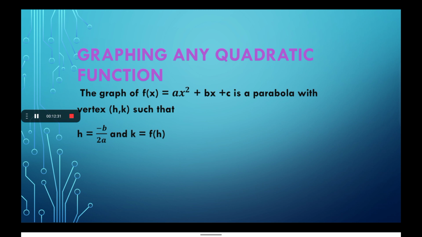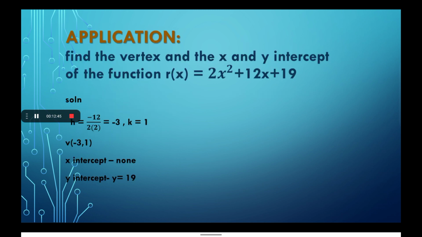Again, for graphing any quadratic function, the graph is a parabola. If the vertex is unknown, we need to find the vertex using this formula: h equals minus b by 2a and k equals f of h. This was an application problem. I hope you all understand this topic clearly.